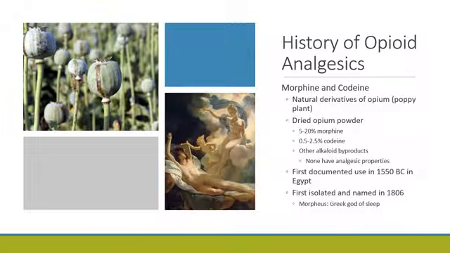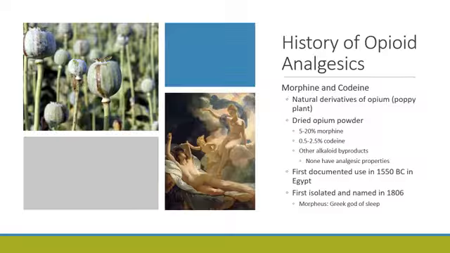Historically speaking, we'll start with morphine and codeine. These are both natural derivatives of opium. Opium comes from the poppy plant, which is what you see in the upper right picture. And then when they dry, it's actually kind of like a juice that they dry out, and from that they obtain this kind of powder.